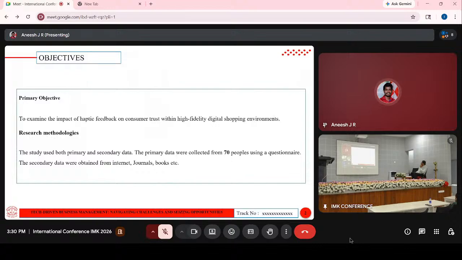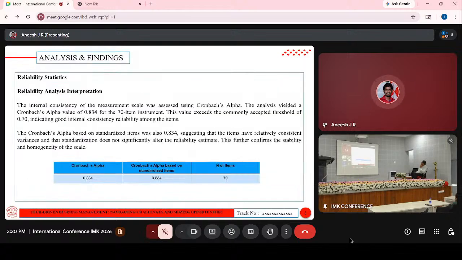The primary data has been collected from 70 people through a structured questionnaire, and the secondary data was collected through the internet and various channels. Analysis and findings. The internal consistency of the measurement scale was assessed using Cronbach's alpha. The analysis yielded a Cronbach's alpha value of 0.834 for the 70-item instrument. This value exceeds the commonly accepted threshold of 0.70, indicating good internal consistency among the items.